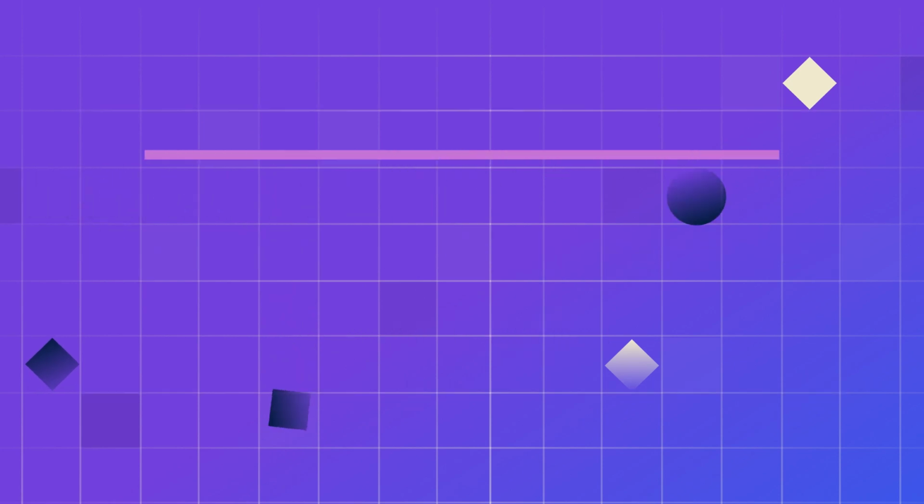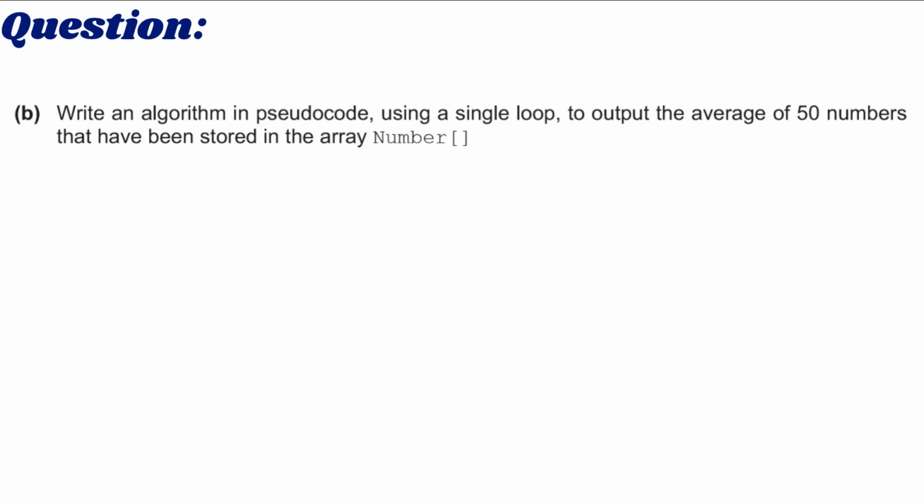Today we are going to solve question 2 part B of the 047822 February-March 2023 past paper. The question is, write an algorithm in pseudocode using a single loop to output the average of 50 numbers that have been stored in the array named number.